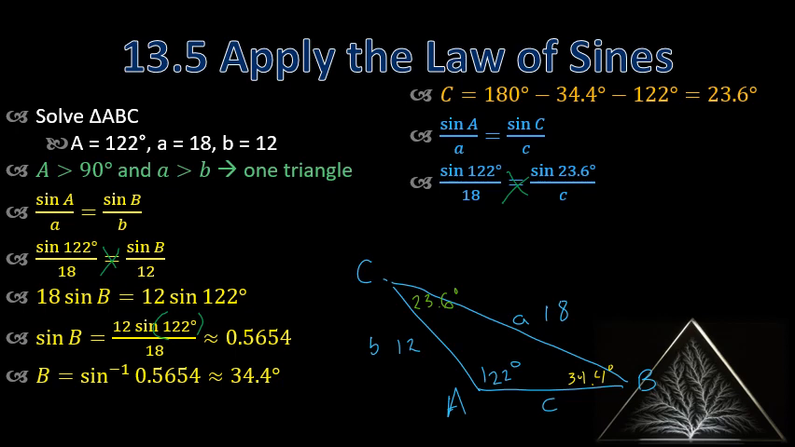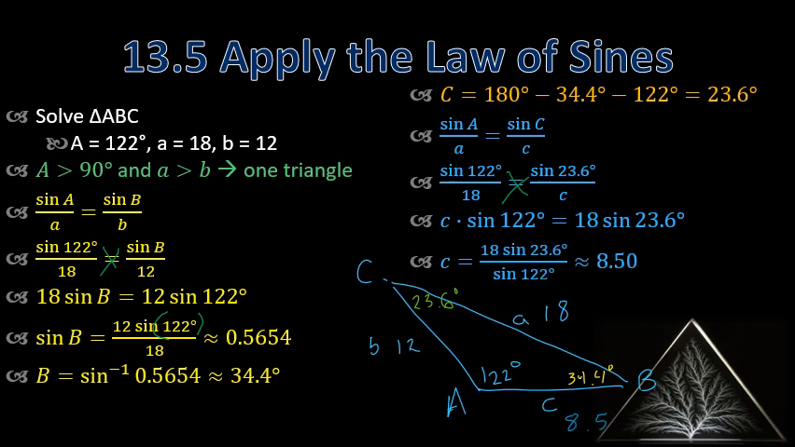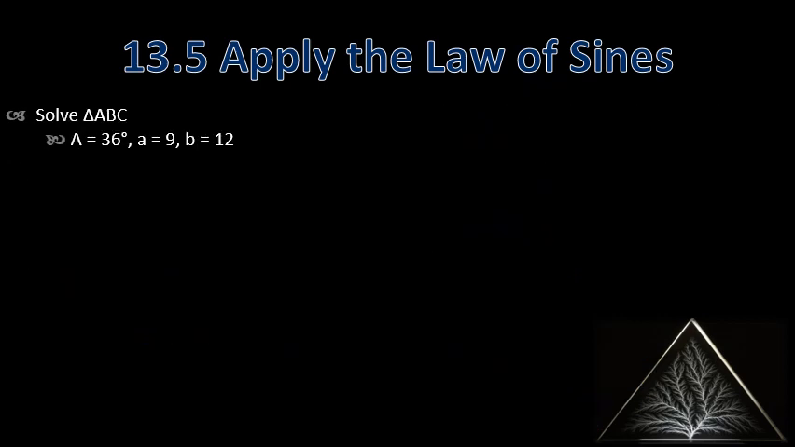Cross multiply. C times sine of 122 equals 18 times sine of 23.6. Divide by the sine of 122. Don't forget to close the parentheses. And you get about 8.5. Let's try another one.